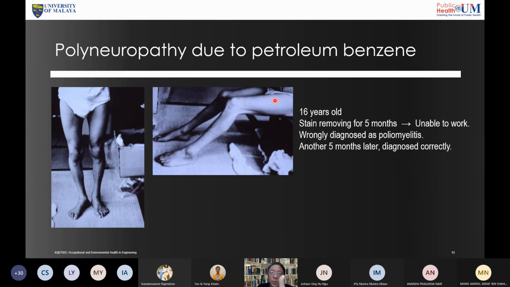Both means there's both sensory and motor. It means you cannot walk properly. There's a wasting of your muscle, and sensory means that your sensation will be decreased. So it's both sensory and motor neuropathy, so polyneuropathy.